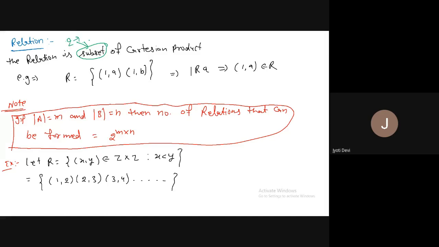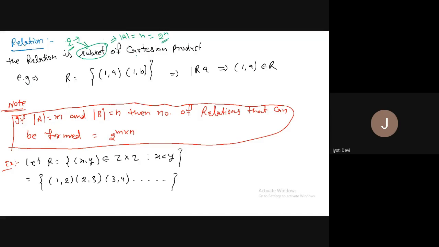You have two choices: either your element is considered in the subset or not. If there are n elements in a set, then we can say that there are 2 power n elements in the subset. This is the basic idea that we already covered in the last lecture also.